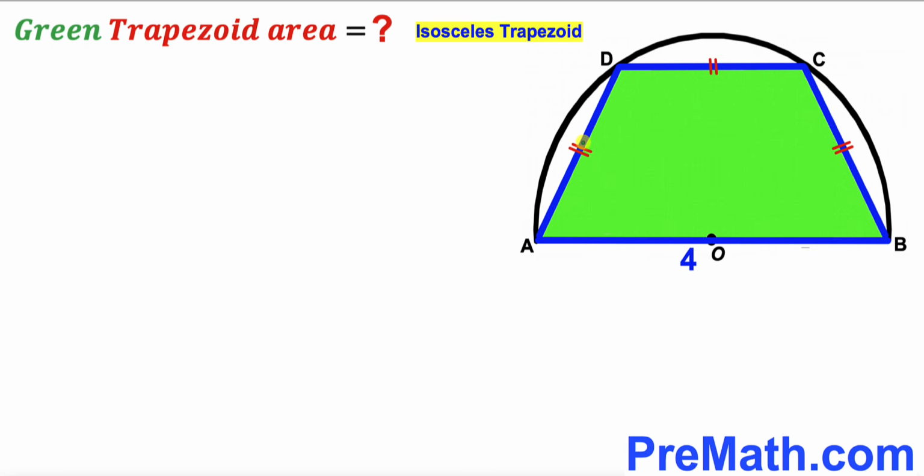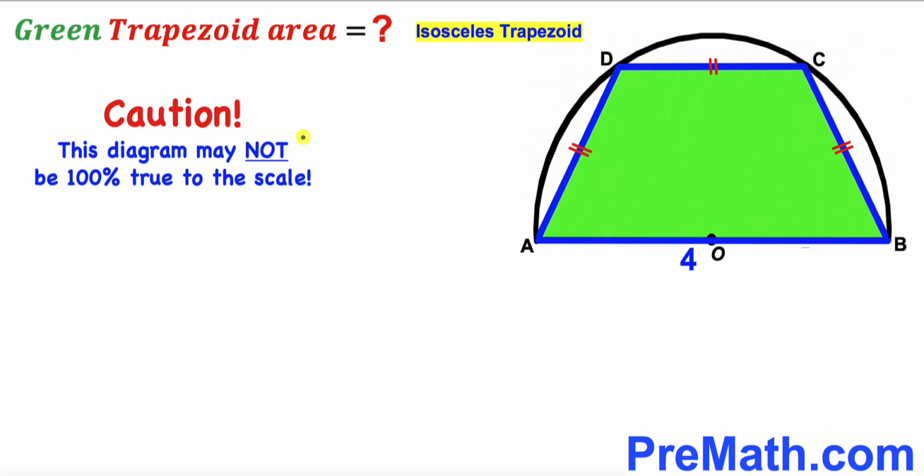In other words, all these three sides of this trapezoid are congruent. And now our task is to calculate the area of this green shaded trapezoid ABCD.